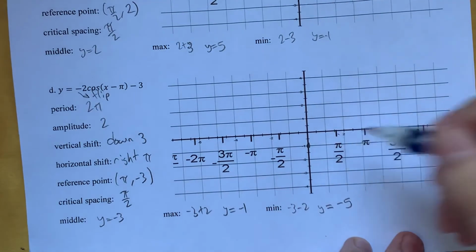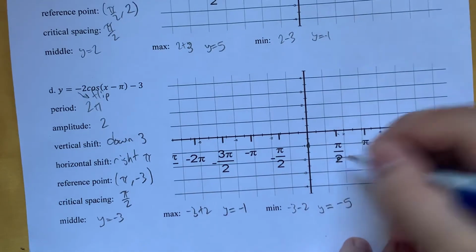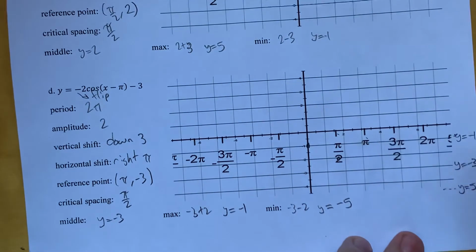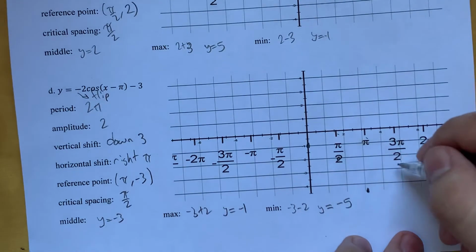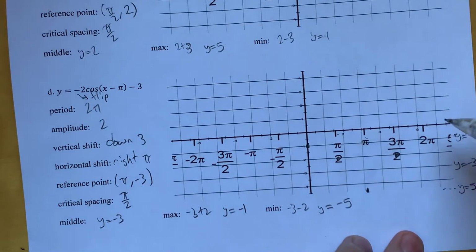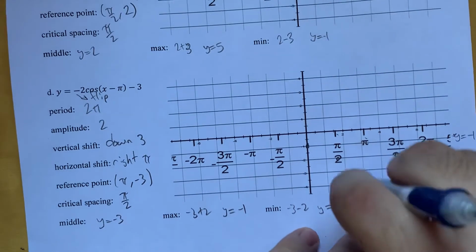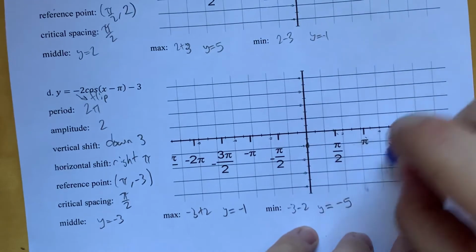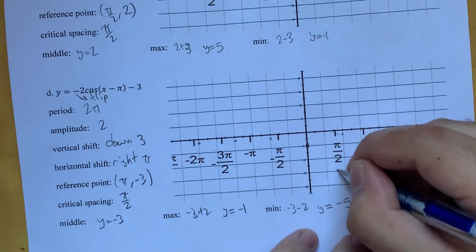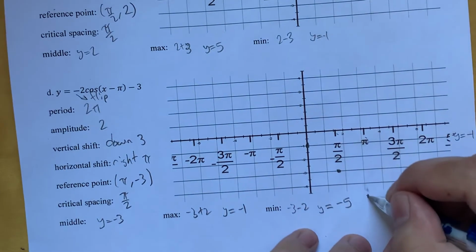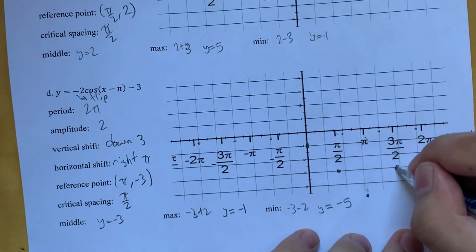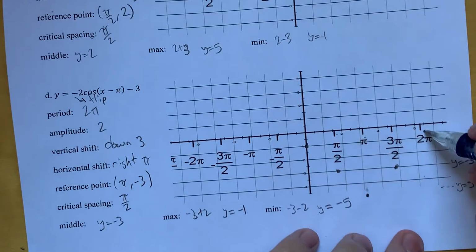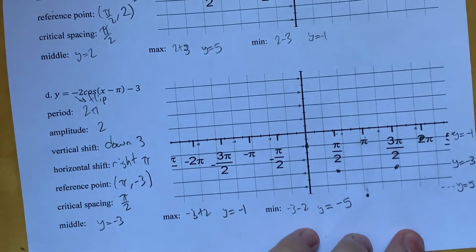So pi over 2, I'm going to go down to negative 3. Pi, I'm going to go down to negative 5. 3 pi over 2, I'm going to go back up to negative 3. Oops, my eyes. All right. And then at 2 pi, it's going to be going up to negative 1.